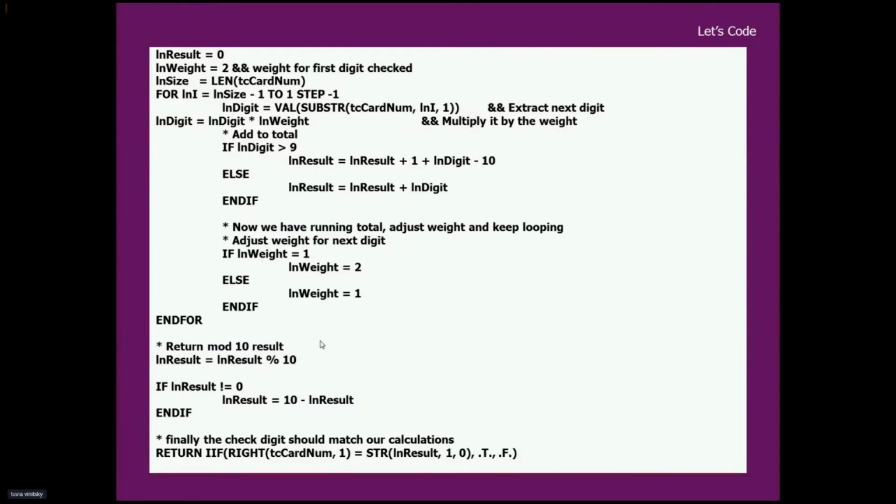Now, when we finish adding it up, we have a running total. We divide it by 10. We subtract it from 10. And then we're left with one number. That number has to be the right end digit. How's that? The right end digit. If it's not, you have a fraudulent card number. Not just a mistake. You literally have a fraudulently produced card.